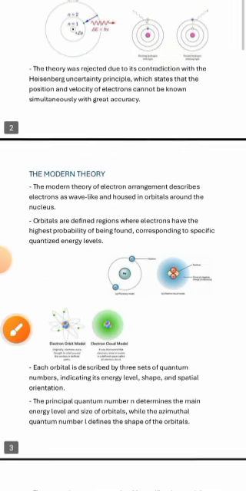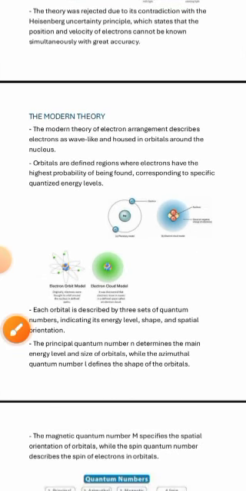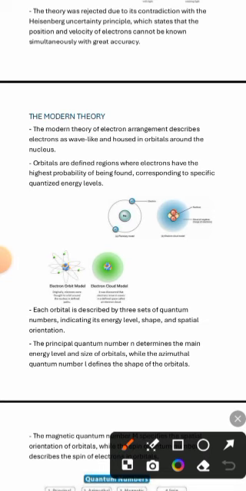Now move to the modern theory. What is the modern theory all about? The modern theory tells us that the electrons orbit around the nucleus in areas where there is high probability of finding electrons, not like Bohr's model that says electrons are located at specific orbitals, specific energy levels.